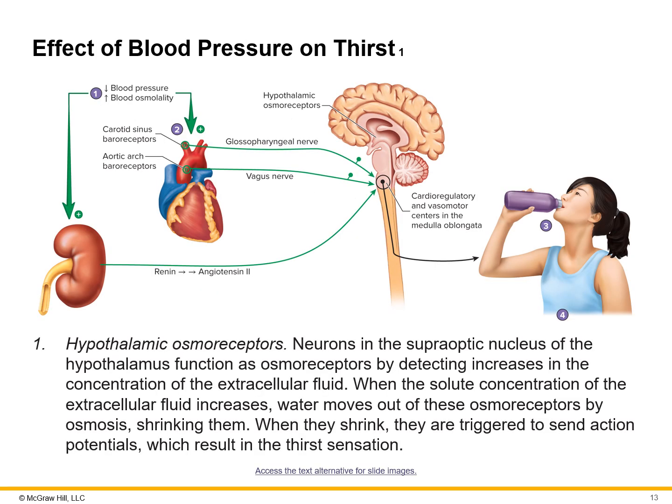So again, just looking here at the effects of blood pressure, those osmoreceptors are neurons in what's called the supraoptic nucleus of the hypothalamus. Again, just know it's the hypothalamus. They're detecting increases in concentration of the extracellular fluid. So if there's more solute on the outside, water is going to come out of our cells, so we need water to dilute those extracellular solutes. The cells then shrink, and that triggers the action potentials in the thirst sensation.